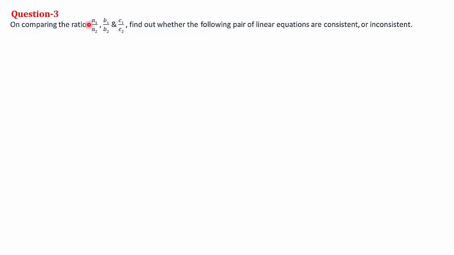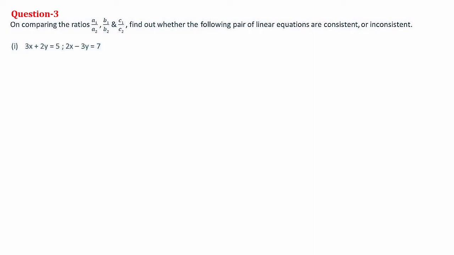Next, let's discuss question number 3 on comparing the ratios a1 by a2, b1 by b2, c1 by c2. Find out whether the following pair of linear equations are consistent or inconsistent. Here we have to compare these ratios and check whether the system is consistent or inconsistent. Consistent means the system should have a minimum one solution, unique solution or infinite solution also. If the solution is there, we can say the system is consistent. If there is no solution, we can say that the system is inconsistent.